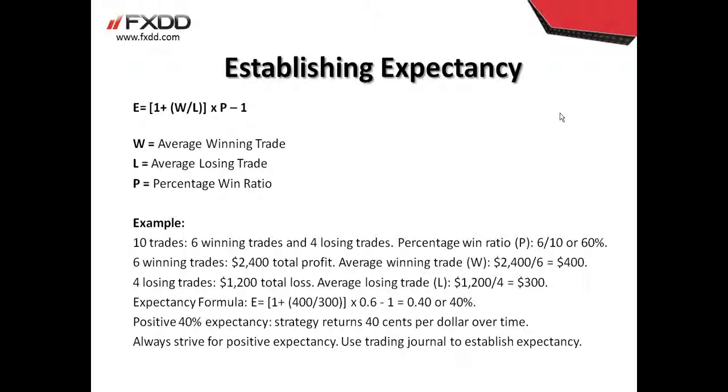E is expectancy, and E equals 1 plus W over L, times P, minus 1. What does that mean? 1 plus average winning trade divided by average losing trade. Take all that, times P, which is your percentage win ratio, and then minus 1. Okay, so an example here. Let's say you have 10 trades. This is not a good example because there are only 10 trades here, but let's say you had hundreds of trades, which is even better.